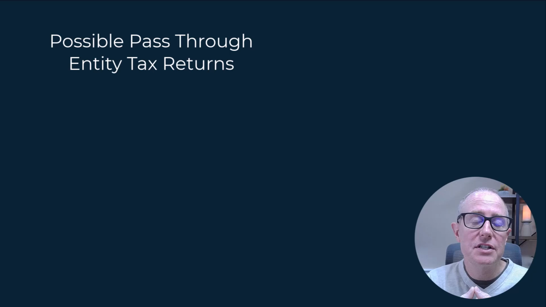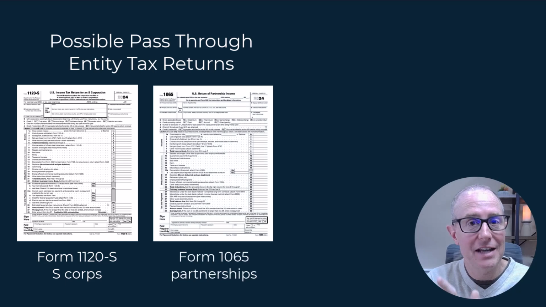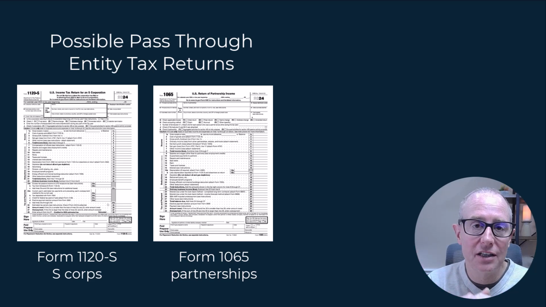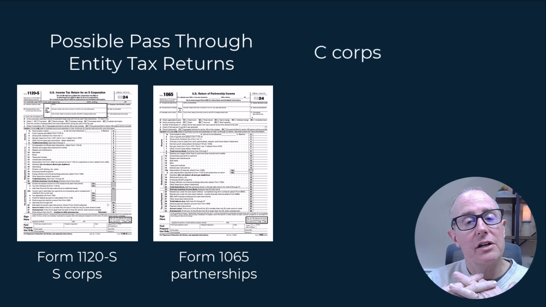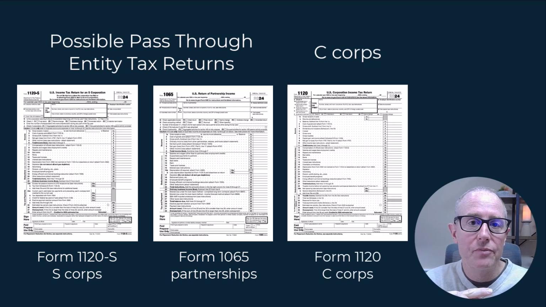Well, if you're a pass-through entity, then you will have received either a Form 1120S or a Form 1065. That's if your business has to file its own tax return. If you're a partnership, you'll get a 1065. If you're an S Corp, you'll get the 1120S. Now, if you are a C Corporation, then you will instead receive Form 1120. So the first thing you do is you open up the PDF from your accountant and you want to make sure that you've got the right tax return.